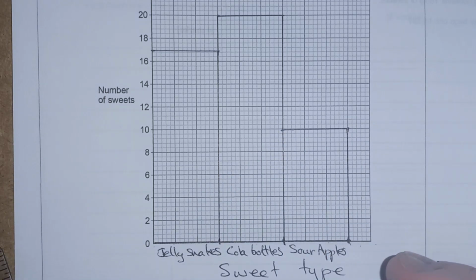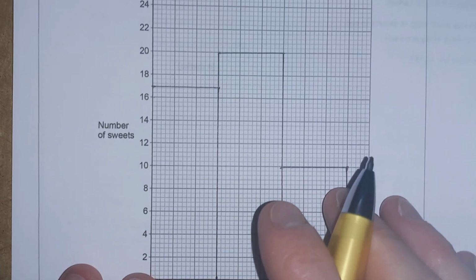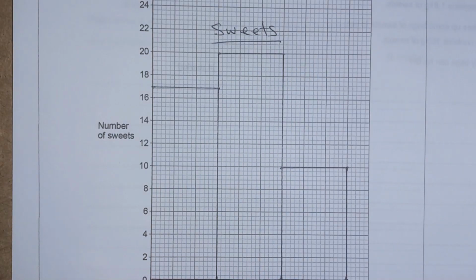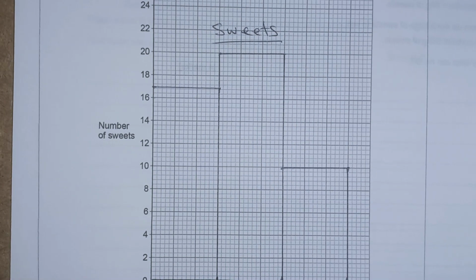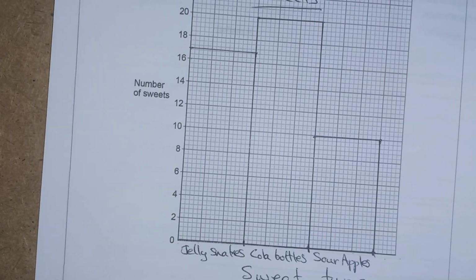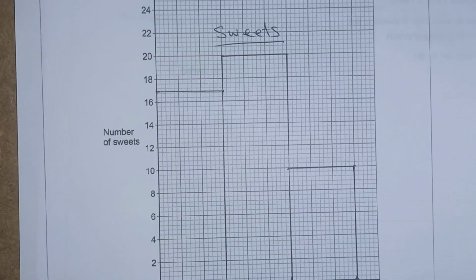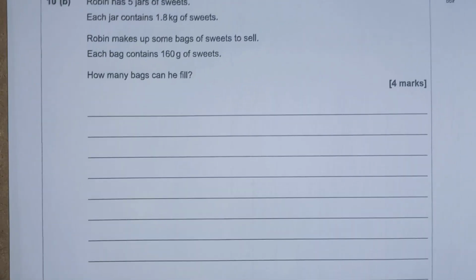Okay, and everything we need. We could maybe put a title. Let's put something like sweets. There you go, that'll do.